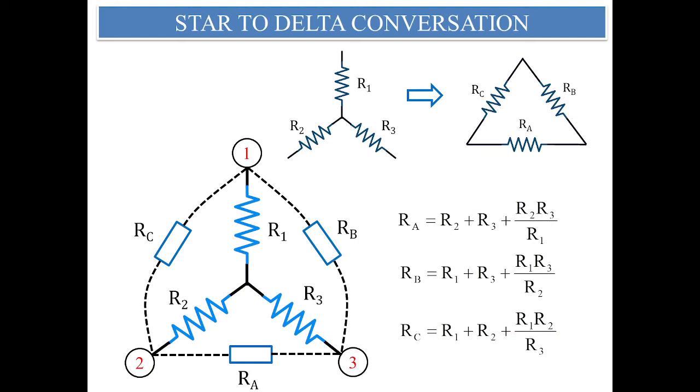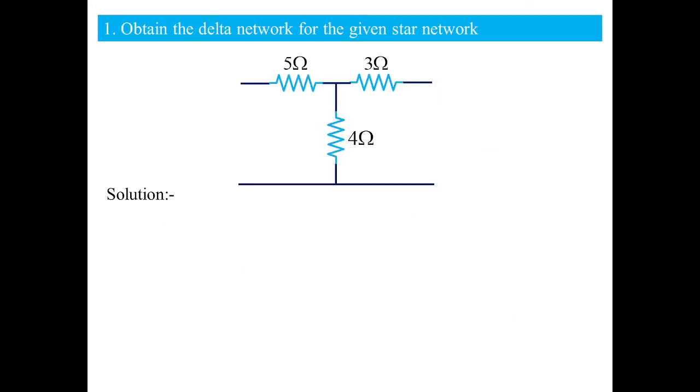Let us start with an example. Problem 1: obtain the delta network for the given star network. There is a star network where you have 3 resistors: 3 ohms, 5 ohms, 4 ohms. This shape is called a T network because it is arranged in the form of the alphabet T, or you can say this is a star network, or a Y network. So it can be a T network, star network, or a Y network.